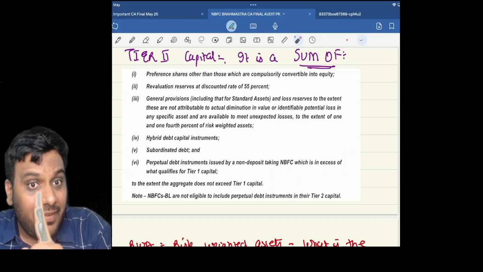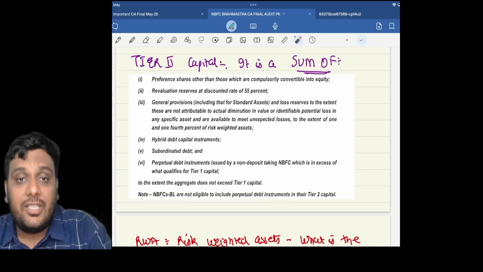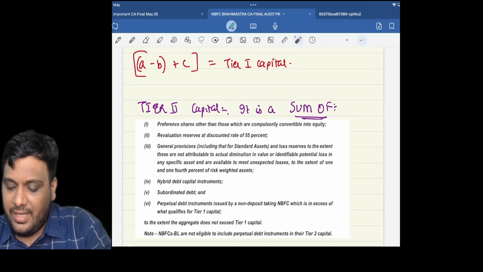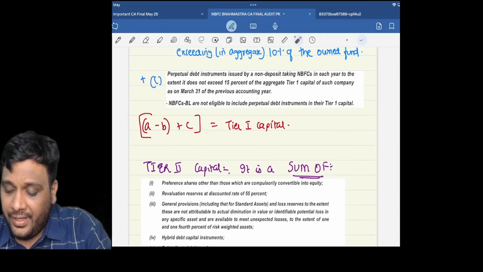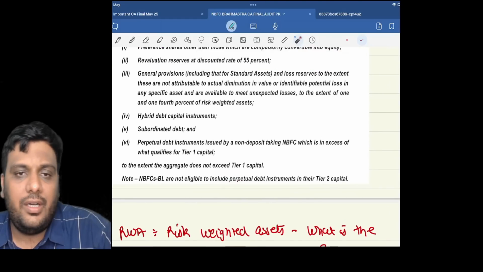Now listen to me very, very carefully. One special note for NBFCs which are in the base layer. For base layer NBFCs, whether you talk about tier 1 or tier 2, they will not be allowed to include perpetual debt instruments, neither in tier 1 nor in tier 2.